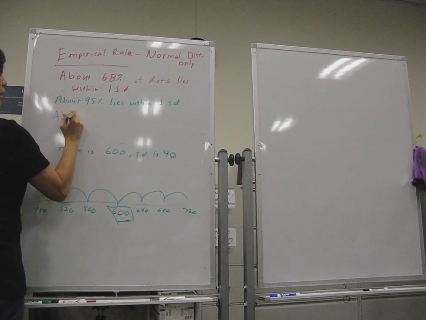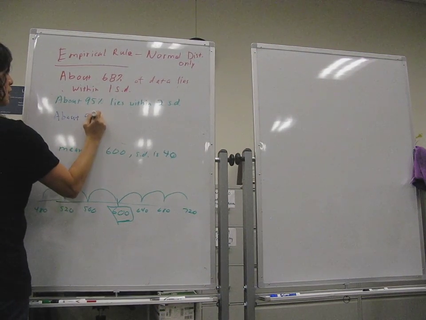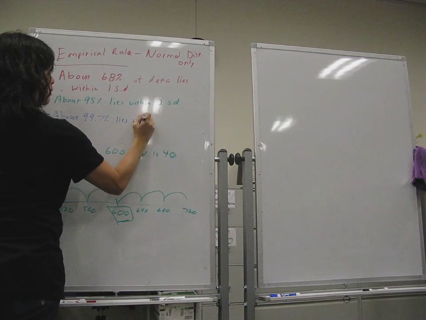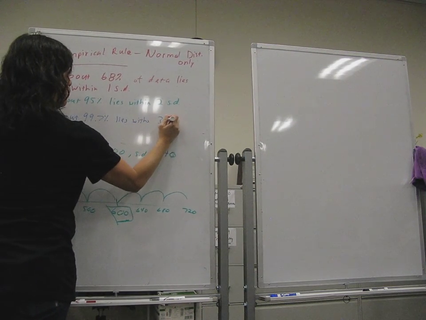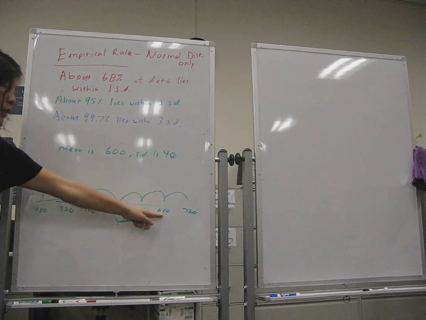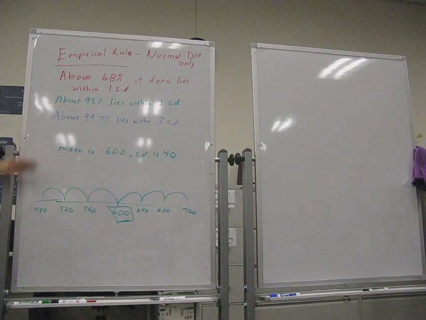About 99.7% falls within or lies within 3 standard deviations. Good. So that would mean about 68% would fall between what and what in this situation? 560 and 640. About 95% lies between what and what? 520 and 680. Good. And about 99.7% lies between 480 and 720. Perfect.